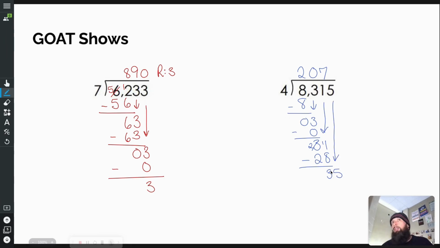4 times what is 35? Well, 4 times 8 is 32. Subtract those numbers. 3. No numbers left over, which means my remainder is 3. So 8,315 divided by 4 is 2,078, remainder 3.